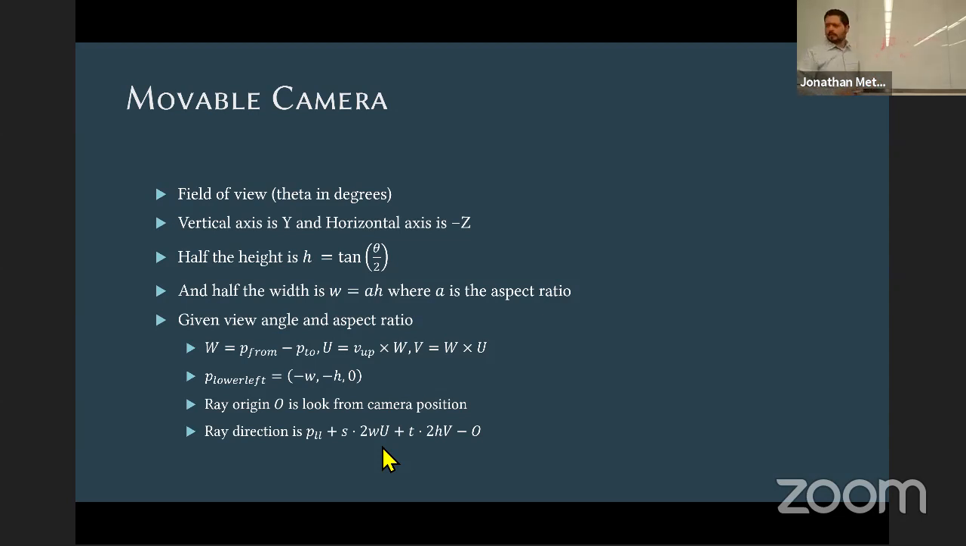So let's see here. Do I have an eraser? Got some cloth.